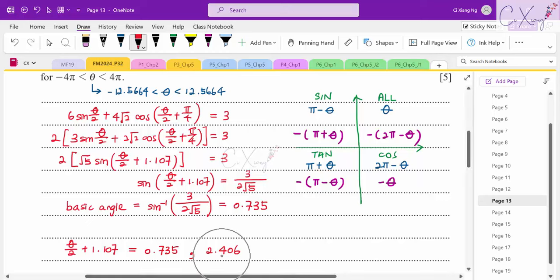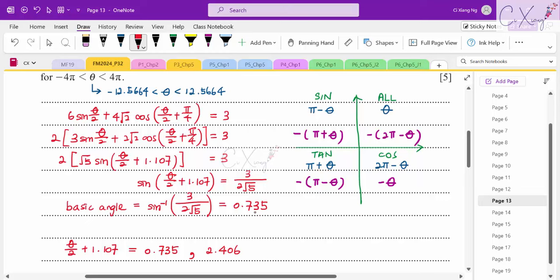Okay, if you press the calculator, you might get 2.407 or maybe 2.405. But just to remind you, if I want to get the most accurate answer, when I take pi minus the basic angle, the basic angle that I'm using is the long value. This one I already cut short so I can write out my answer conveniently.